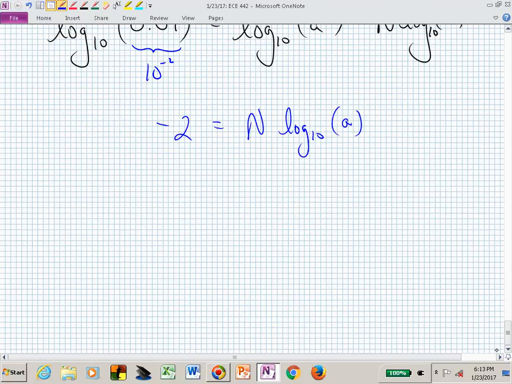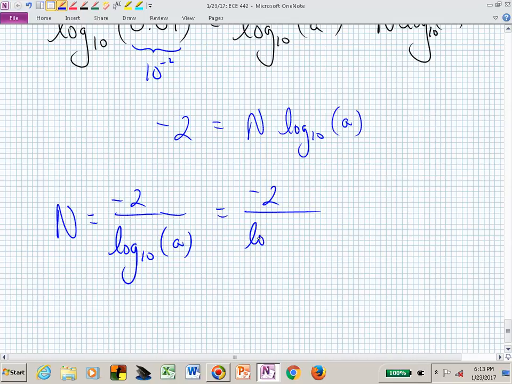We know A, that was given. We can solve for n. Our settling time n is now minus 2 over log base 10 of A, which for this problem is 0.887, and if we compute that, we find that after 38.4 samples, we will be in our 1% tube.